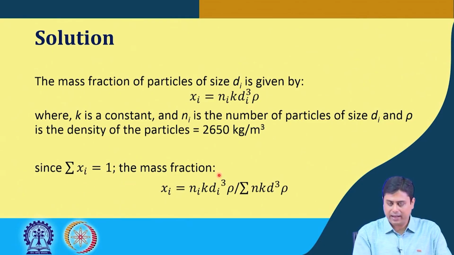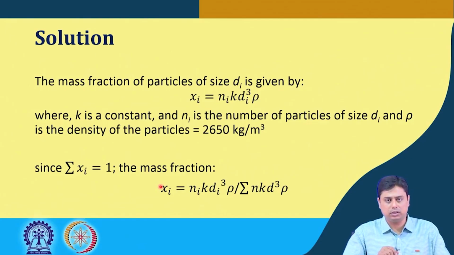So, the mass fraction we can write in this way: this is the individual component, and this is the overall sample parameter, which is the summation of n_i, k, and d multiplied by the rho. So, this is the individual component mass divided by the total component mass. This gives us the mass fraction of that ith component. Okay. So, how is it then solved?